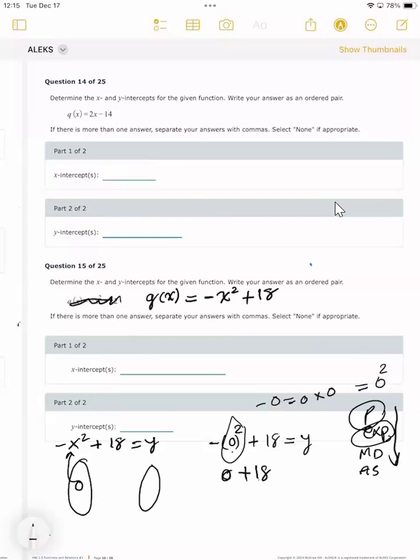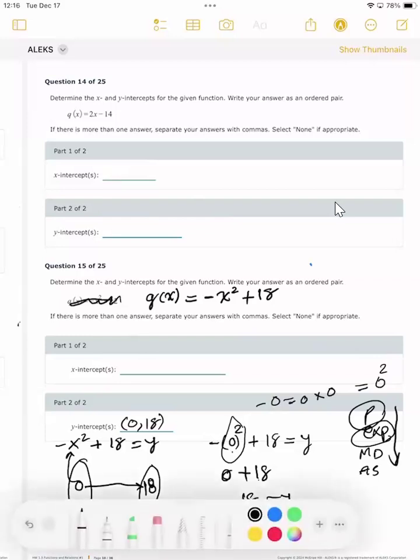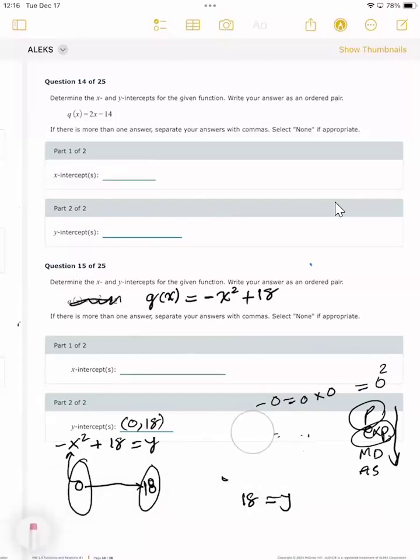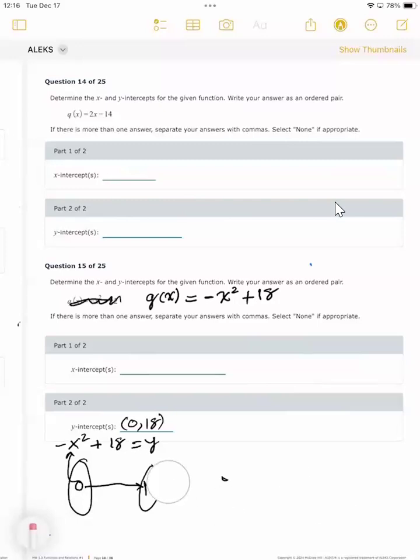What is 0 plus 18? Just 18. So you get y. X is 0, y is 18. So when x is 0, your y is 18. Then we are going to find the x-intercept. To find the x-intercept, we are going to let y equal 0. So we write our equation.